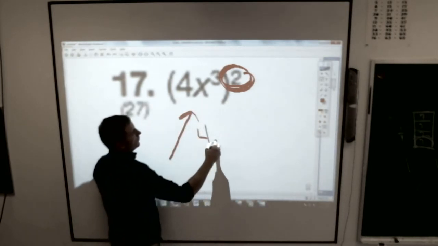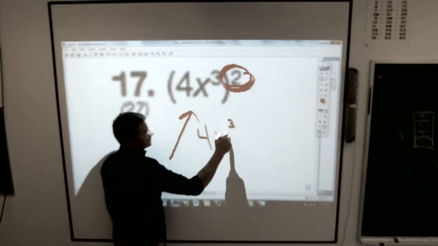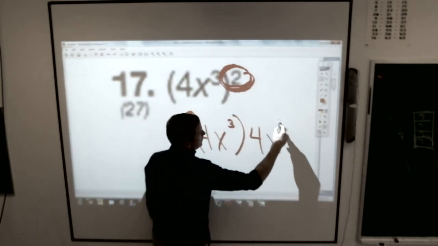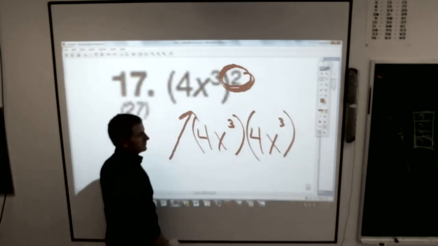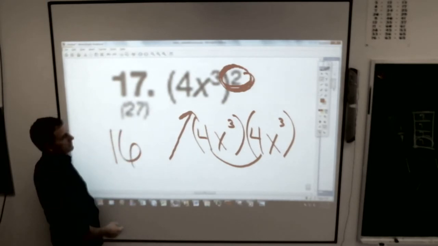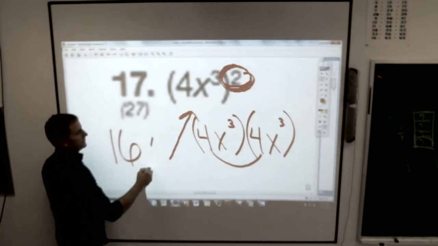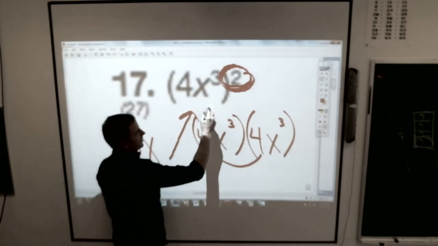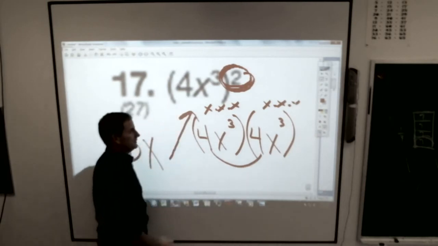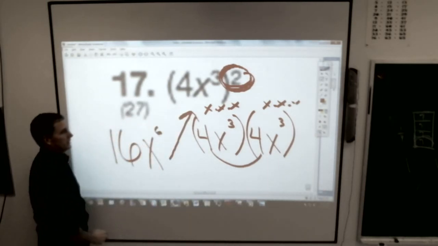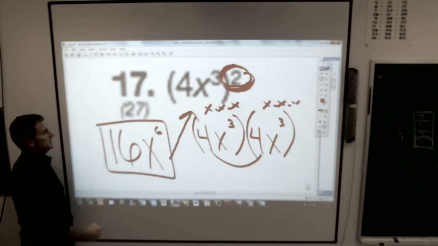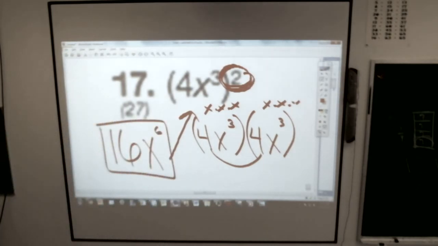twice. So you end up with 4x cubed times 4x cubed. What is 4 times 4? 16. What's x cubed times x cubed? X cubed means you have 3 x's times themselves, and this x cubed means you have another 3 x's times themselves. That is a total of 6 x's times themselves. So that whole thing simplifies to 16x to the 6th.